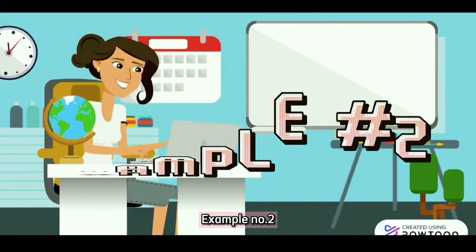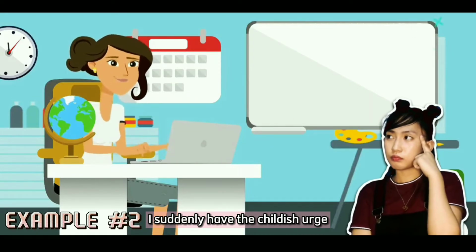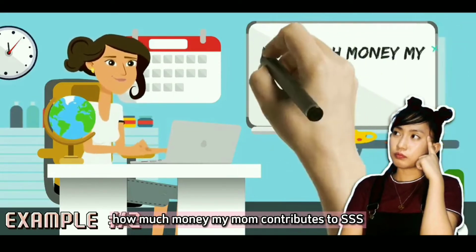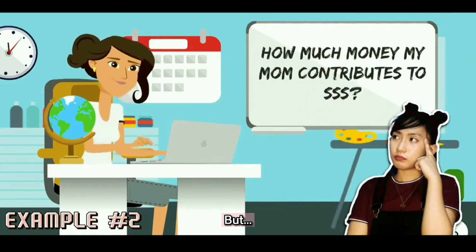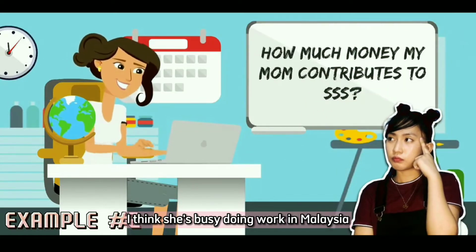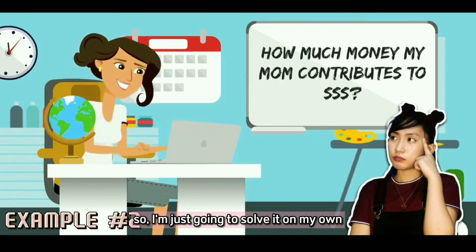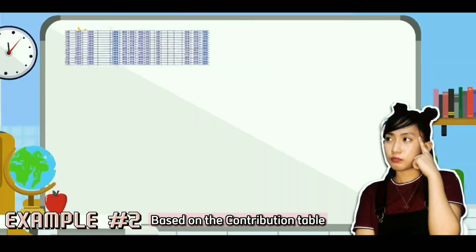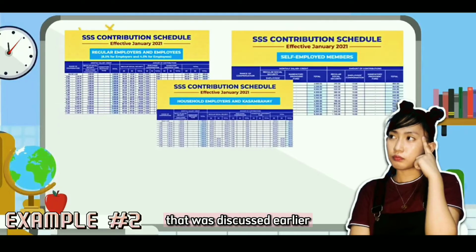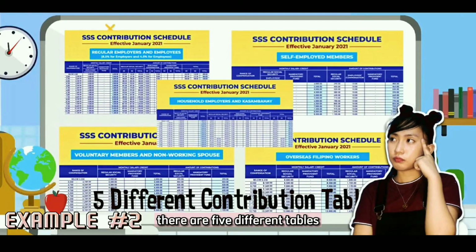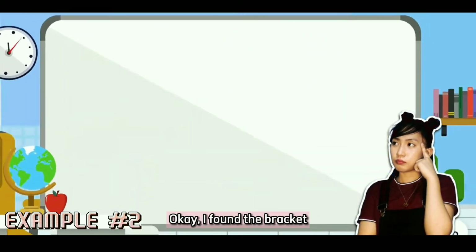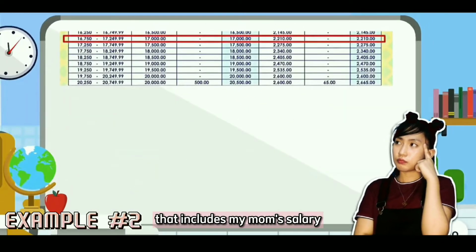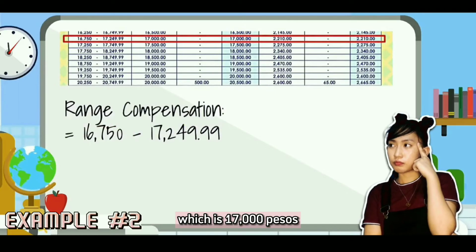Example number 2. I suddenly have the childish urge to be curious about how much money my mom contributes to SSS. I would ask my mom about this, but I think she's busy doing work in Malaysia, so I'm just gonna solve it on my own. Based on the contribution table for this year that was discussed earlier, there are 5 different tables, and there's one for the OFWs. Okay, I found a bracket that includes my mom's salary, which is 17,000 pesos.